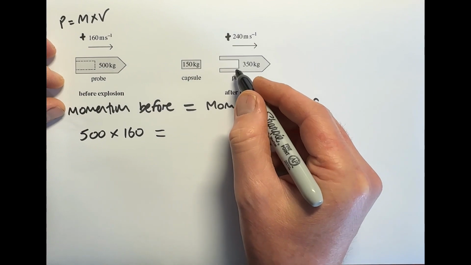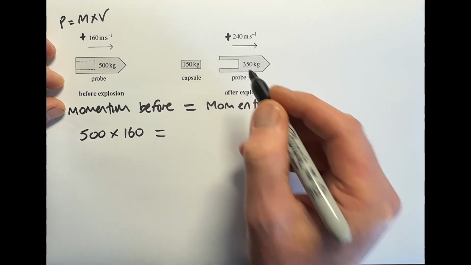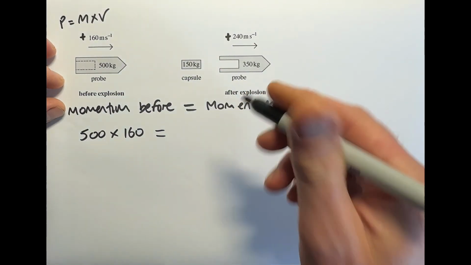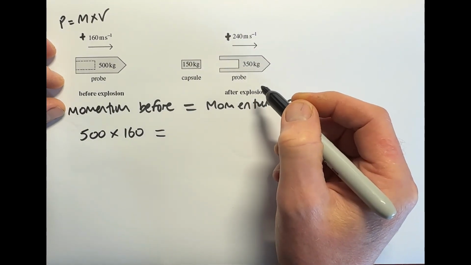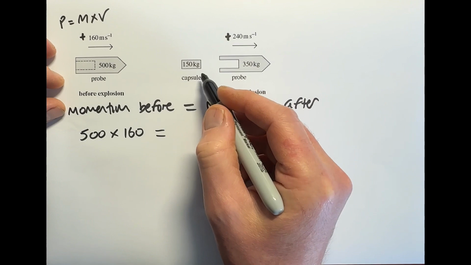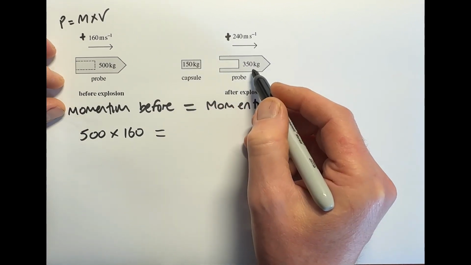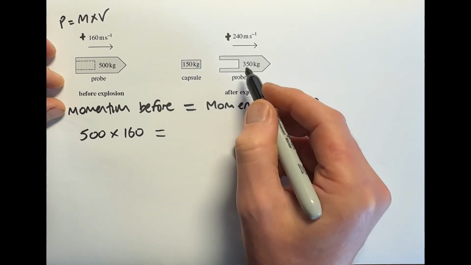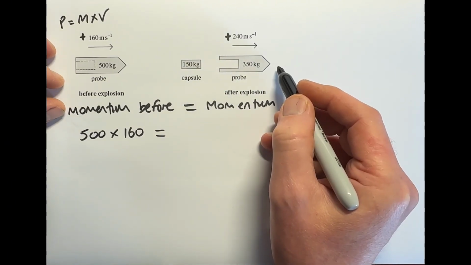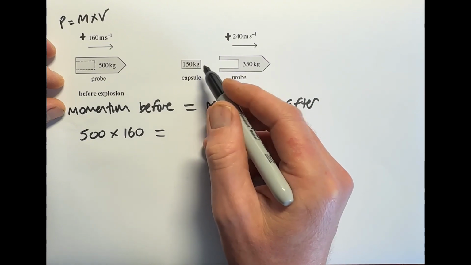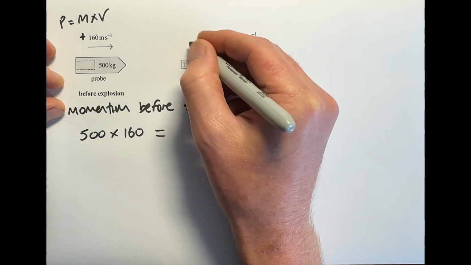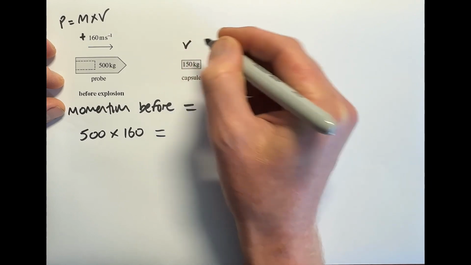Now the momentum afterwards consists of two components. That's probably a bad term actually. The point is the momentum afterwards, there's two objects with momentum. There's the space probe and the capsule. So the probe is moving to the right, and we don't know which way the capsule is moving, but you can probably guess it's going to be moving to the left. But we'll call the velocity of the capsule V.